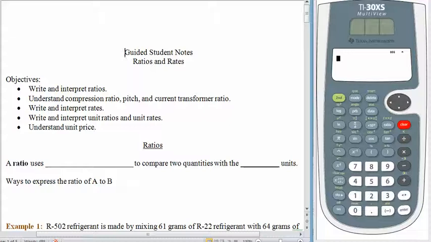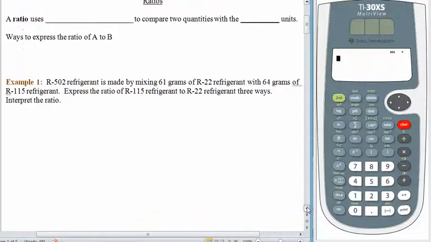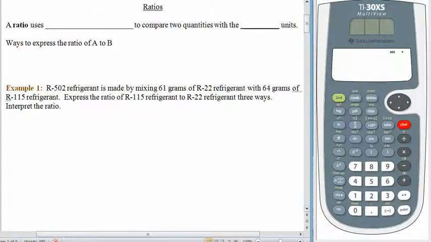So let's begin. You've got your guided student notes ready. I'm going to scroll up and we'll start. Oops, that was a little far. There we go. We'll start with the ratio.